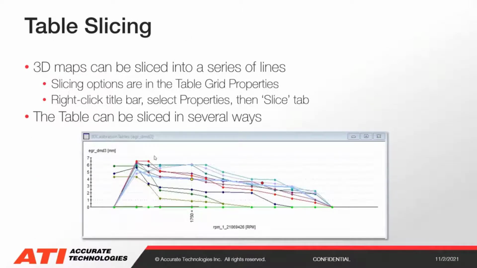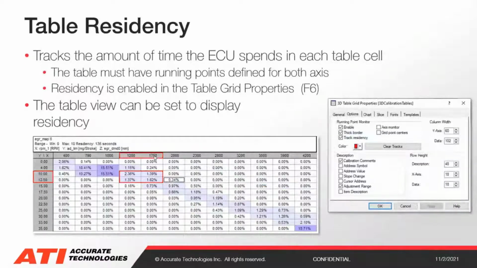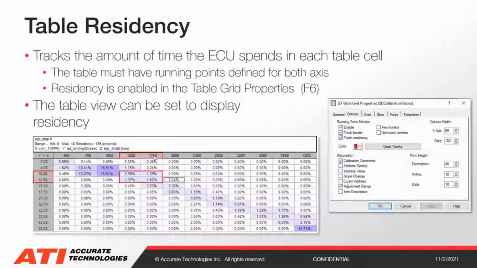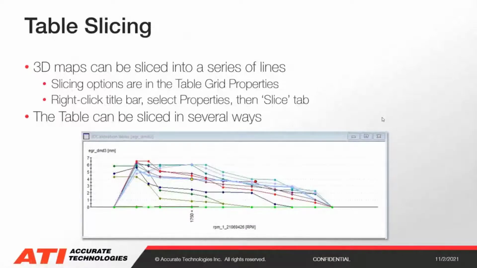Table slicing. So this is the same table as you were looking at here, just in a little bit of a different manner. In the properties of that table, you've got a tab that says slice here. So you enable the table slicing and it will give you a different view. However, you may or may not want to look at that data. I don't see this used too much, but it's there.